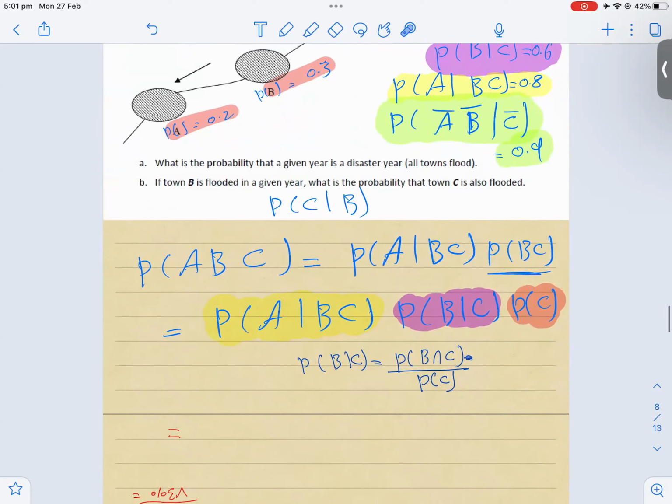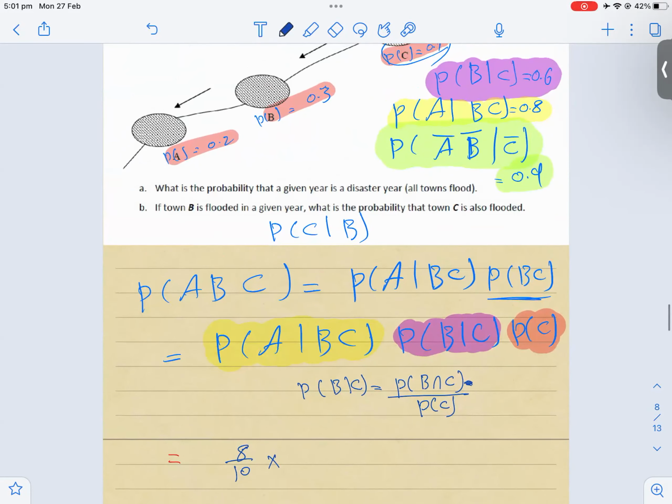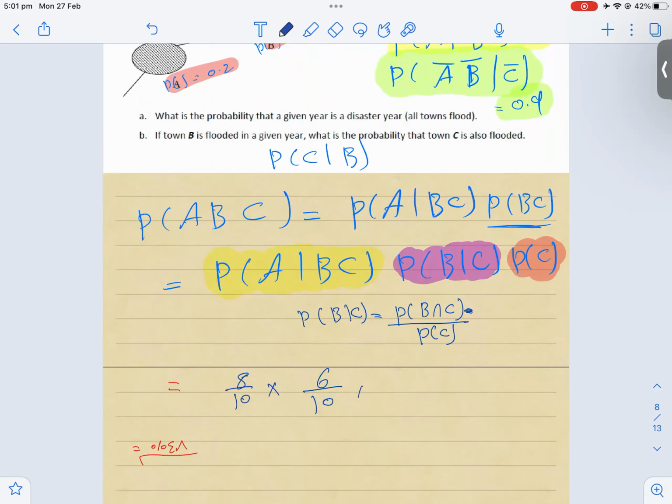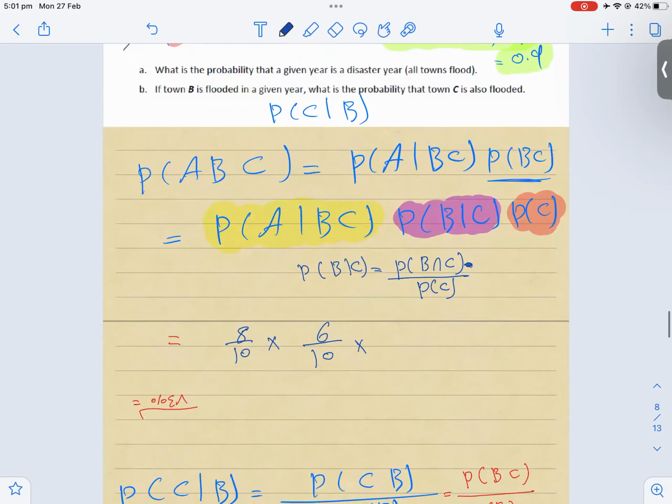So I will be needing your help again. So the yellow part is 8/10 times the probability of B conditioned on C, which is 6/10. The probability of C is given to us. It's here, 1/10. So what's the answer, without a calculator?